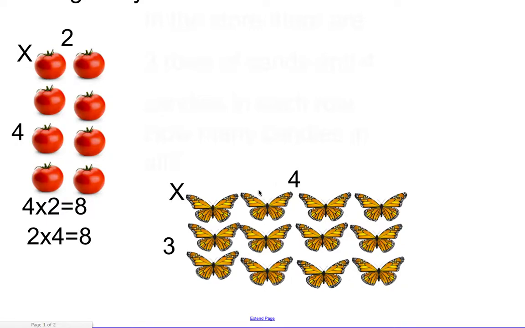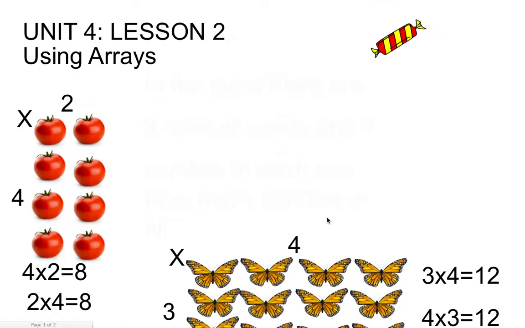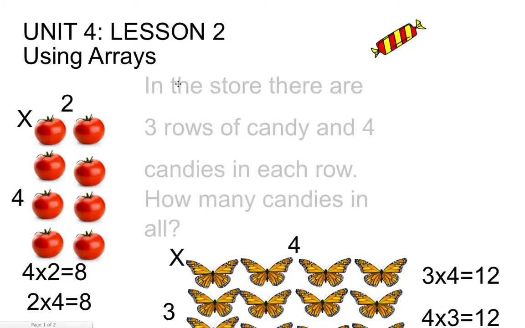The way we could figure it out using these images is I can simply add these all up, and I have the answer, which is 12. So I can say 3 times 4 equals 12, or I can say 4 times 3 equals 12. It's the same idea, however way you look at it, but this is what an array is. Okay?